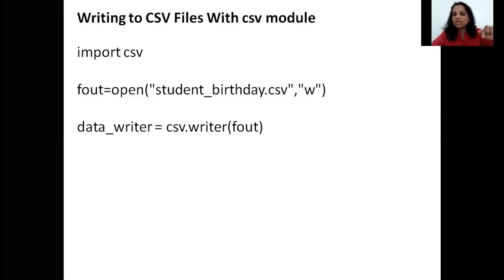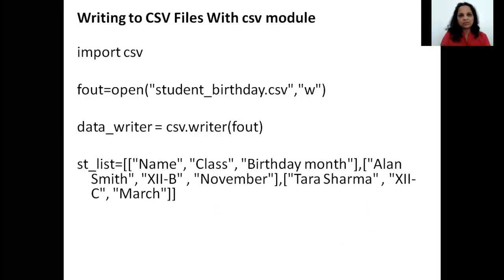Now, this is the object that helps me to write something. But what is the something that I want to write? Either I get it from the user, or I store it in a list or a tuple and directly write it. In this example, I'm storing it in a list and showing it to you. So I have a list, st_list, and it's a nested list because each element of the list is one record. The first one is the heading, which is name, class, birthday month. The second element is the name, class, and birthday month of the first child. And the third is the name, class, birthday month of the second child. So I have the entire thing in a list named st_list.